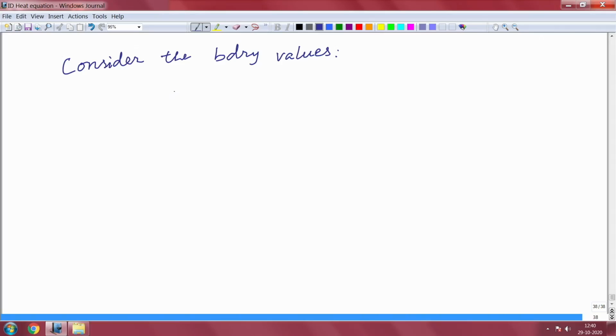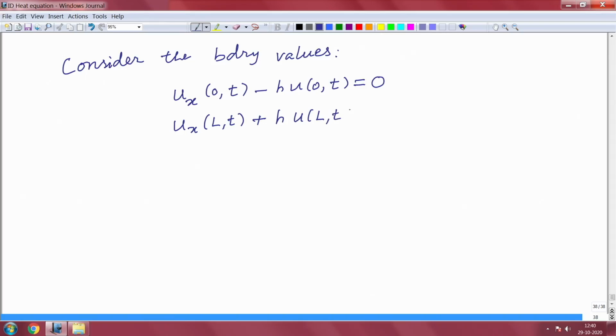So, these boundary conditions: u_x(0,t) minus h u(0,t) equal to 0 and u_x(L,t) plus h u(L,t) equal to 0. So, here h is a constant, non-negative constant.